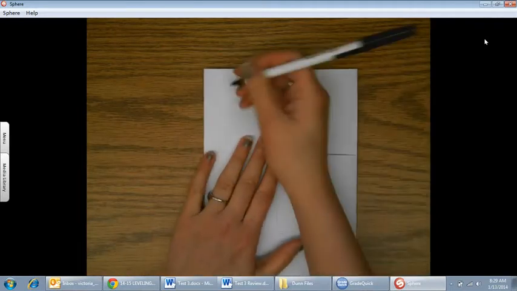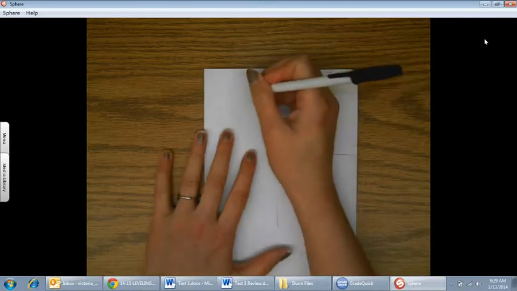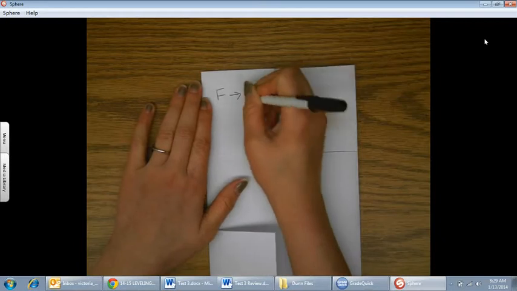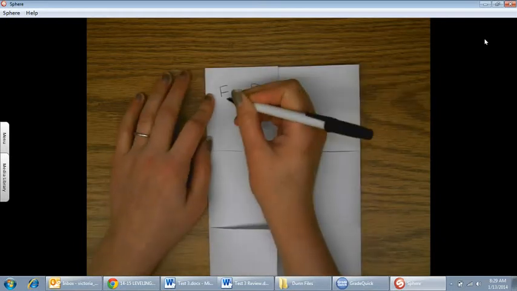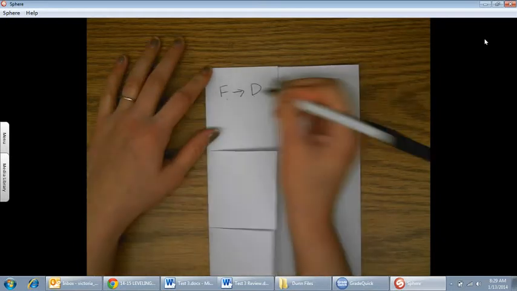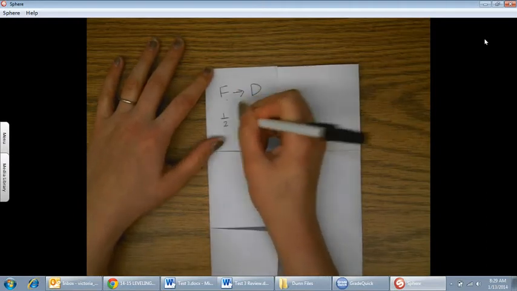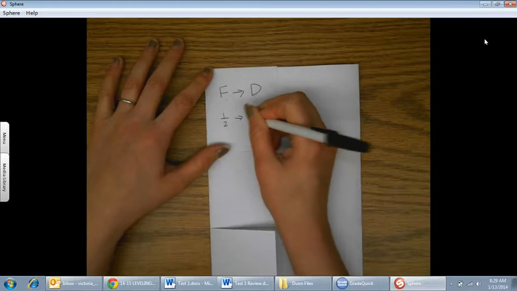We're going to start to fill in our foldable. So the first thing that we're going to put in this top left corner is F to D, which means fraction to decimal. We're going to learn how to convert from a fraction to a decimal. And that's something like 1/2 to 0.5.